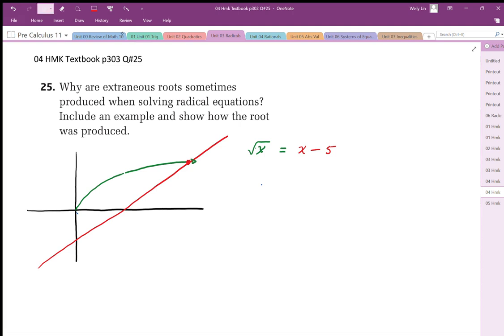But when I square both sides of this, what happens then is this inside function could have been negative or positive and gives us the same solution. So we're generating the negative side of this parabola, which then allows us to find, when we solve this algebraically, an extraneous solution that will show up. So I end up with x squared minus, what would this be? This is just going to be x squared minus 10x plus 25.